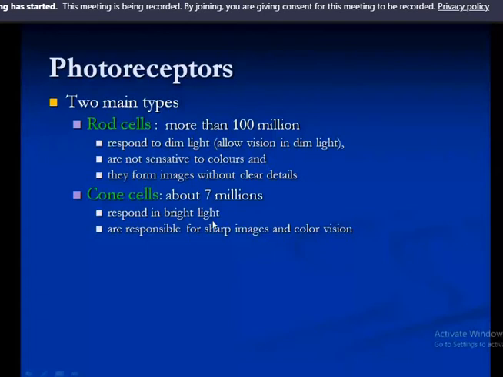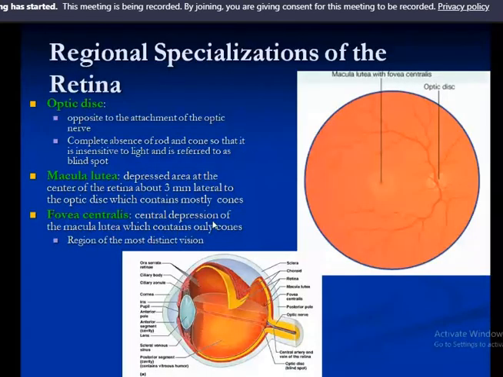Another very important topic is the regional specialization of the retina. What do you mean by the regional specialization of the retina? There are some regions in the retina which you have to remember. Can you see this one in the diagram? This is known as the optic disc. Which part of the retina is known as the optic disc? It is just opposite to the attachment of the optic nerve.